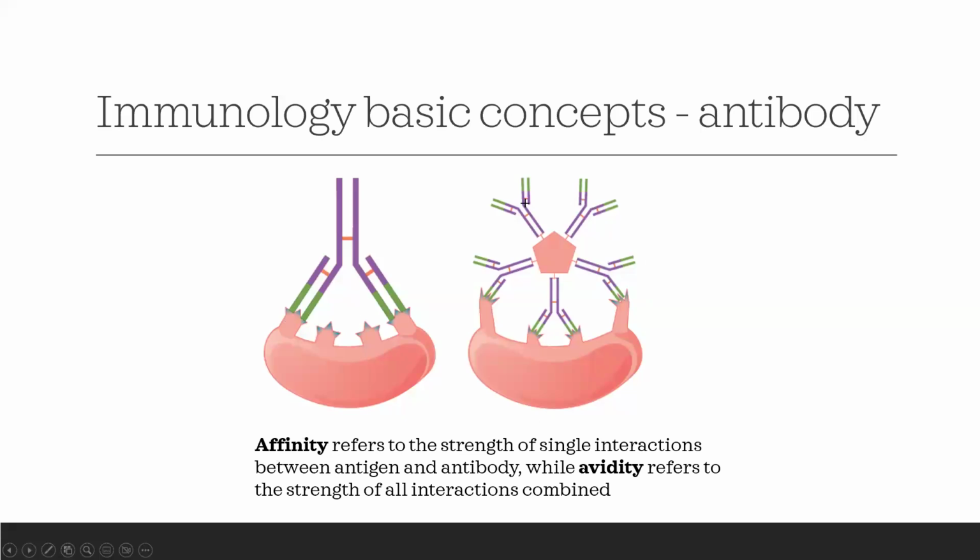So we have another example here. So this one is a pentamer. So it's like an IgM in our blood. So the strength developed of all these 10 antigen binding sites adding together is called avidity. It refers to the strength of all the interactions combined.